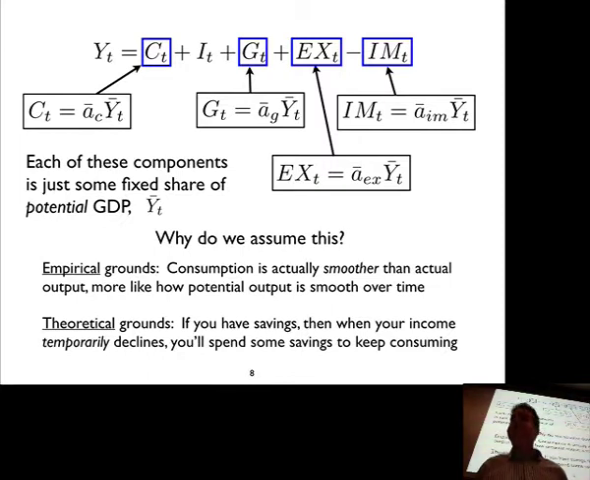Yeah? So the amount of investment depends on the business cycle? The amount of investment depends on the business cycle. You could say that, yeah. Or you could also say the amount of investment basically triggers the business cycle.